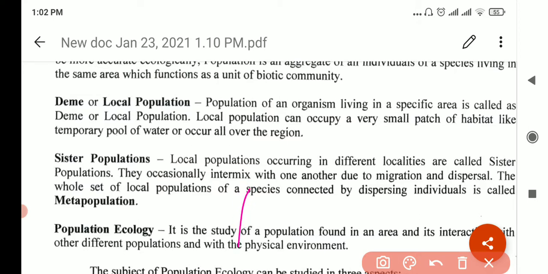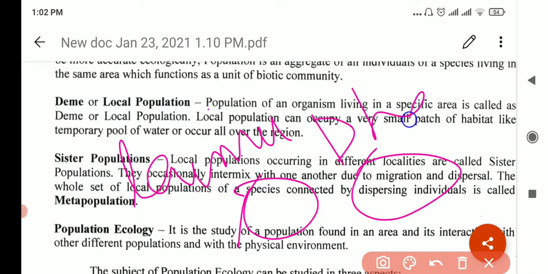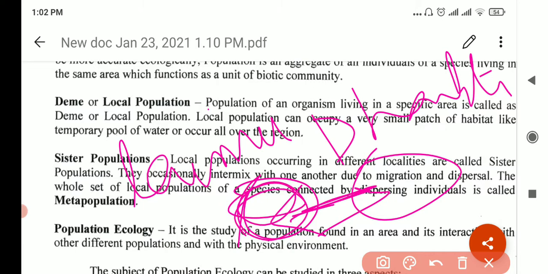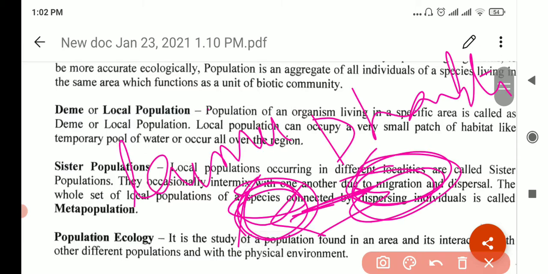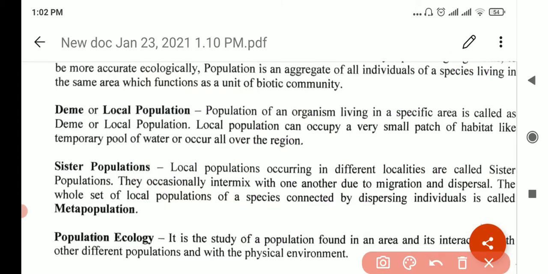Then sister populations. Let's say this is Laimu, and then this one is Dhankiti. They are just next to each other, aren't they? Laimu is here, Dhankiti is just a 10 minute walk. So these are your sister populations, meaning they are next to each other or close to each other. They are also local populations that occur in different localities, like the Dhankiti locality is different from the Laimu locality.